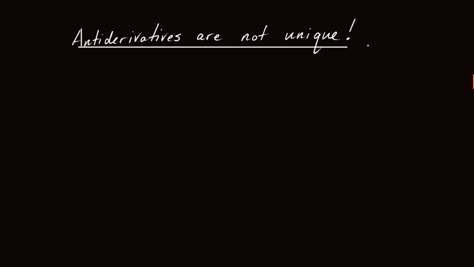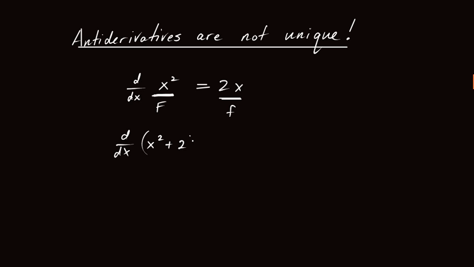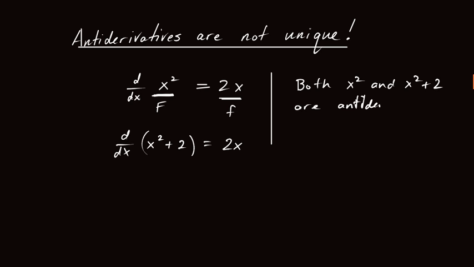Finally, I want to point out that antiderivatives are not unique. So, for example, what we found is that if we had x squared and we took the derivative of it, we got 2x. Okay, it's something we knew. So that says that x squared is an antiderivative for 2x. This is the little f, and this is the capital F. But I could have used x squared plus 2. So d/dx of x squared plus 2, well, it's 2x, and the derivative of 2 is 0, so that's just as good. So both x squared and x squared plus 2 are antiderivatives for 2x.